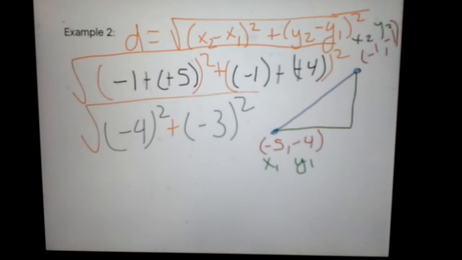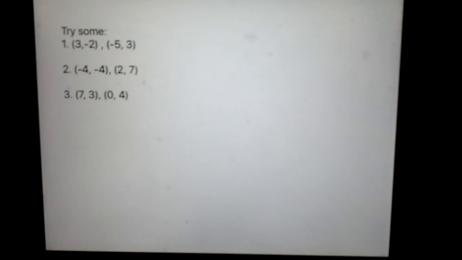Plus sign in between with the square root symbol. 4 squared is 16. 3 squared is 9. 16 plus 9 is 25. And the square root of 25 is 5. So the distance of this triangle, the hypotenuse, is 5.